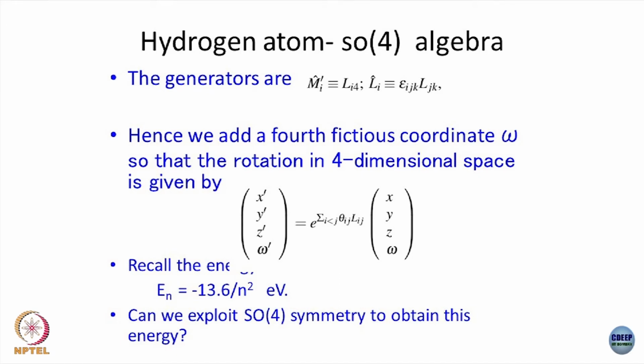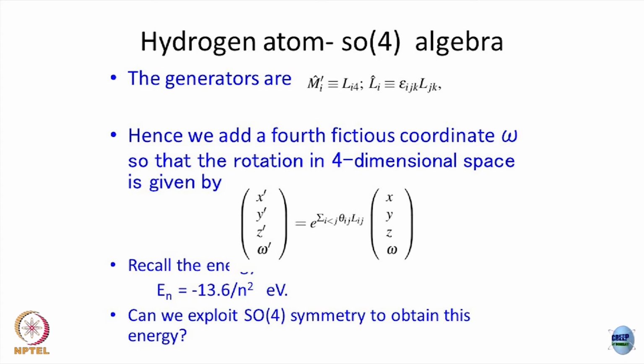After we did this, for the hydrogen atom, M i prime, if you identify it as L i4, and if you identify the L hat i with the remaining spatial components i, j, k, which are all 1, 2 and 3. Okay. So, all the 6 generators I have compactly written using the L i4 and L jk.